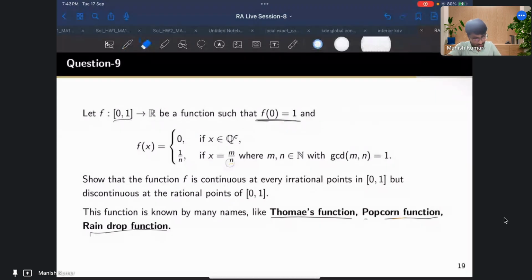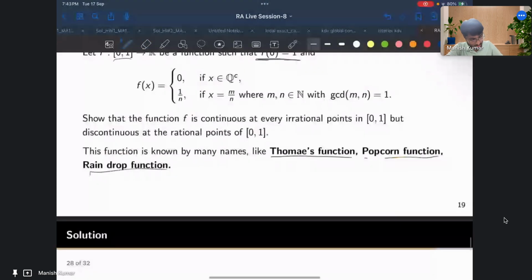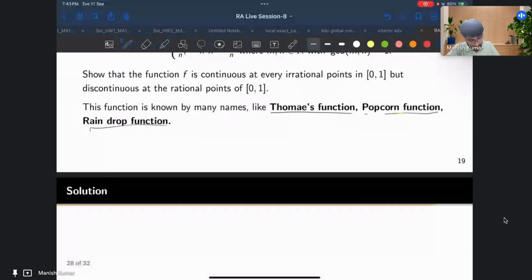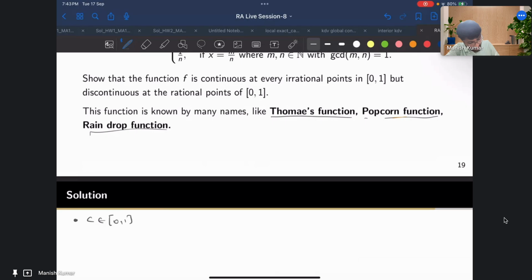Okay, so now let's go to how to prove it. How should I start? Let us first prove the discontinuity because that would be easier to prove. So maybe my claim 1 would be, or let's say directly, let us choose c from (0,1) intersection Q, the rational points.